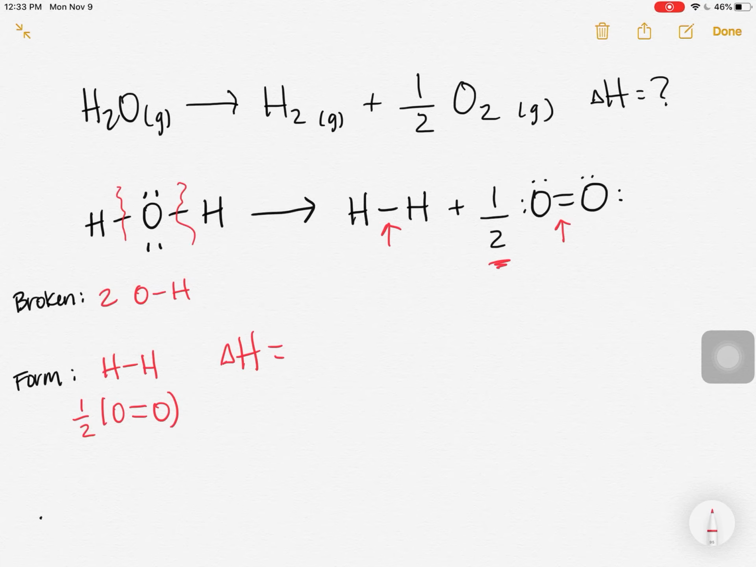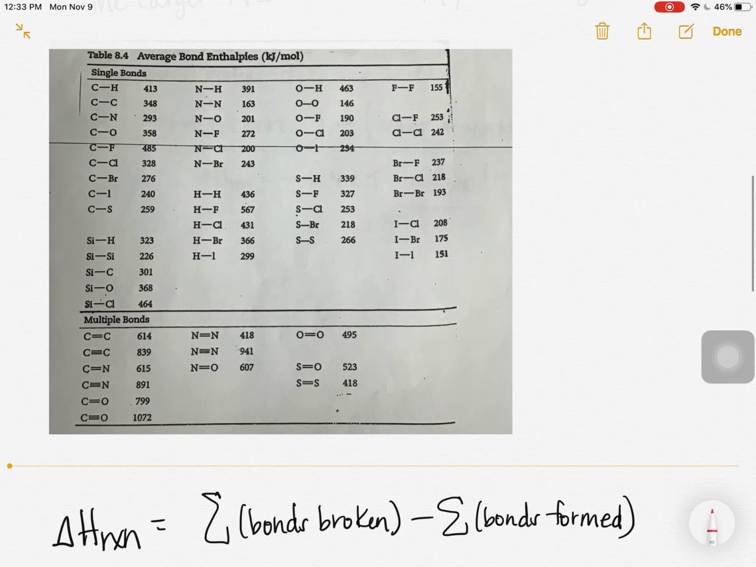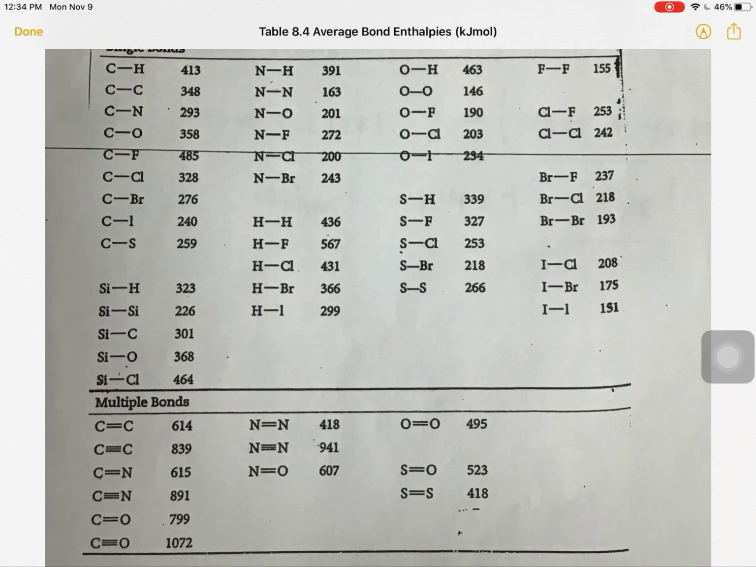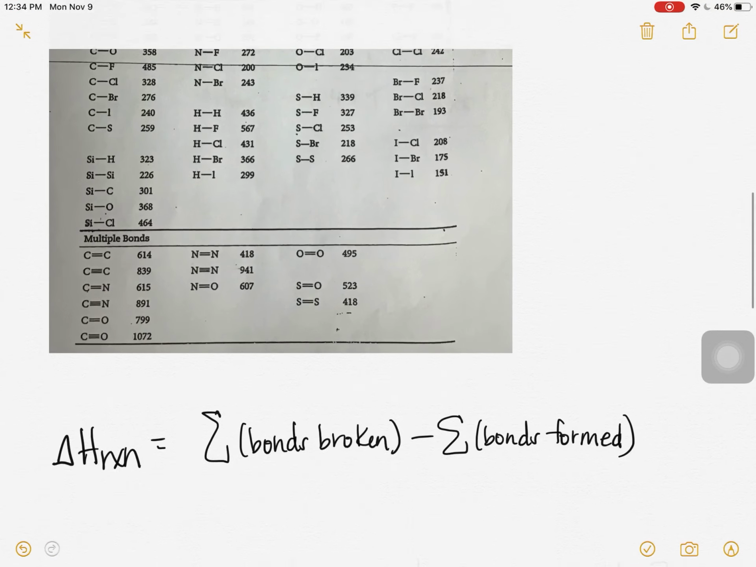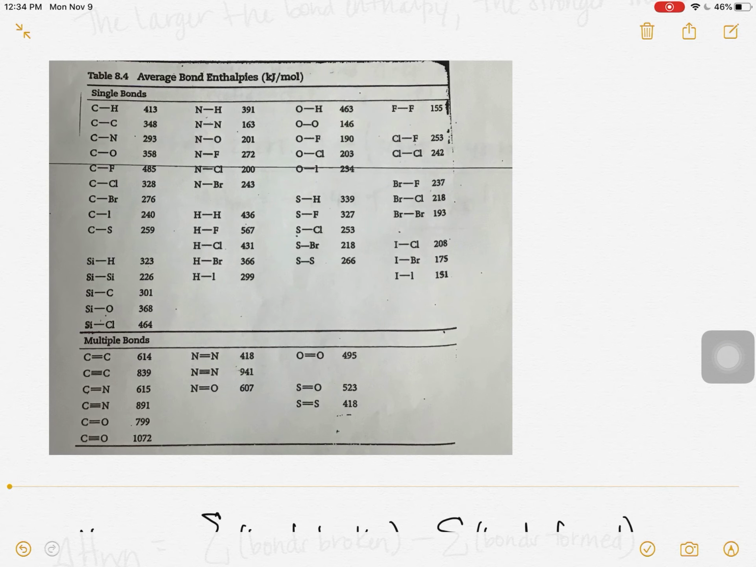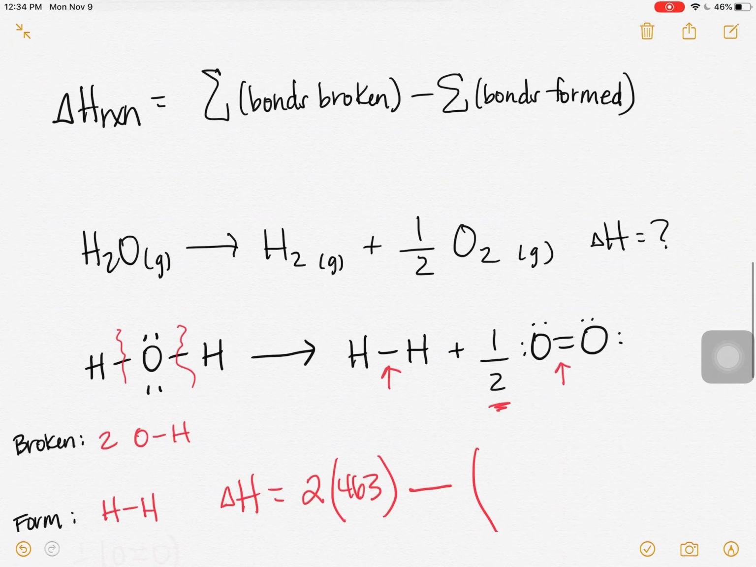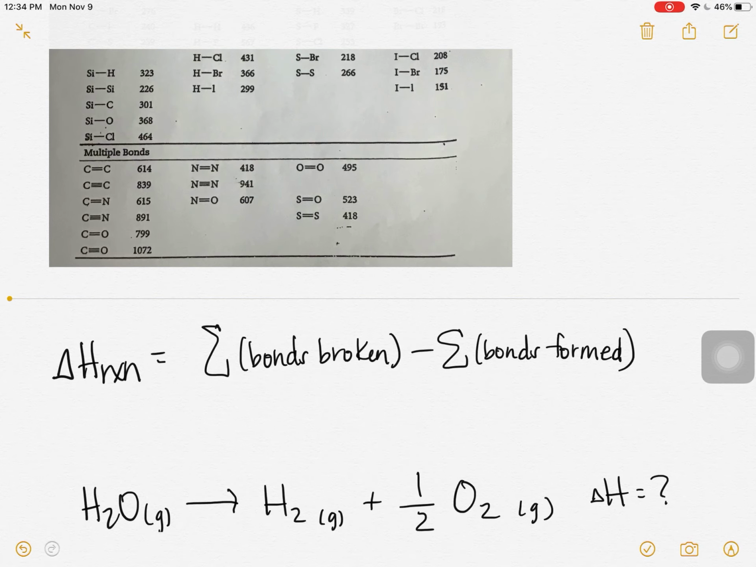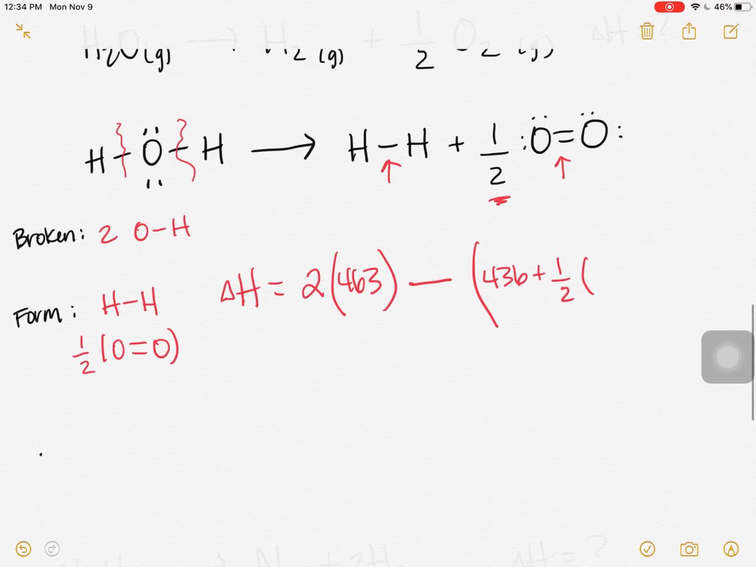And so now we can use our formula, broken minus formed, and our chart to do this. So delta H is going to equal bonds broken, which is 2 times the OH single bond, 463. That's my bonds broken. And then we're going to subtract from that my bonds that were formed. So a hydrogen-hydrogen bond, 436, plus half of an O double bond, 495.